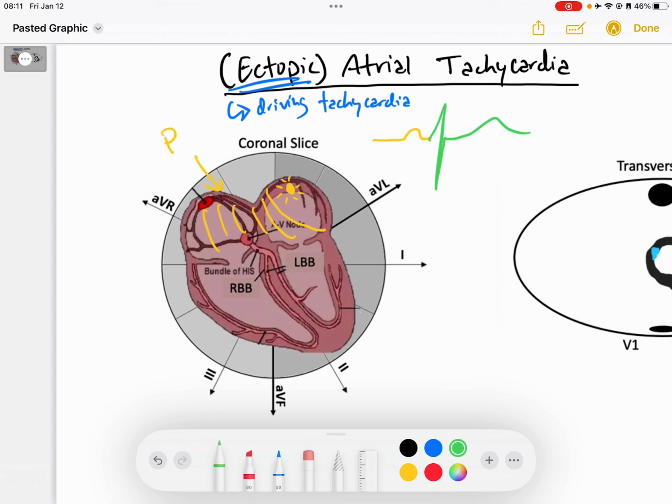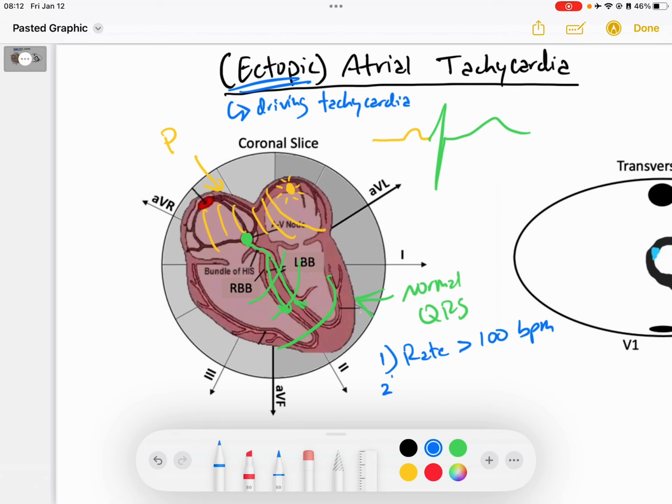And then our AV node, which in this case is a bystander, is going to receive the signal from the atria, and in the normal fashion, it's going to conduct that signal down our His-Purkinje system, and we're going to get ventricular depolarization to cause a normal QRS. So what is occurring in ectopic atrial tachycardia? Well, it's tachycardia. So for one, the rate needs to be greater than 100 beats per minute.